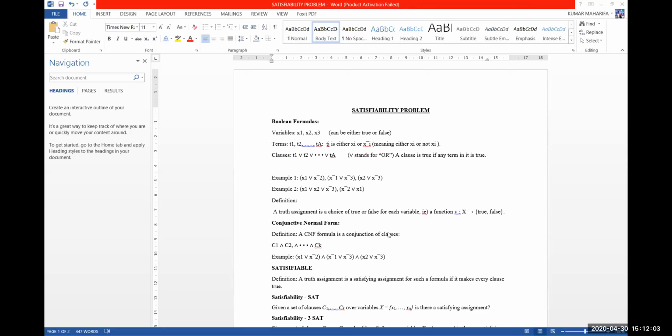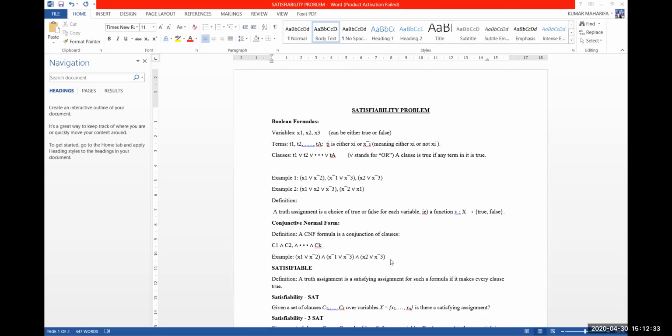Okay. So this is conjunctive normal form. When can I say that a conjunctive normal form is satisfiable? If you assign x1 as true, x3 as false, and x2 as true, in that case this particular conjunctive normal form will become true. It's about what assignment of true or false for each variable leads to this entire conjunctive normal form being true.